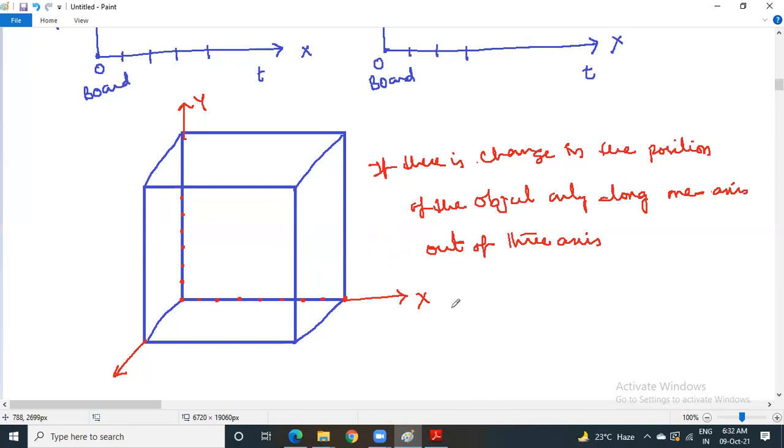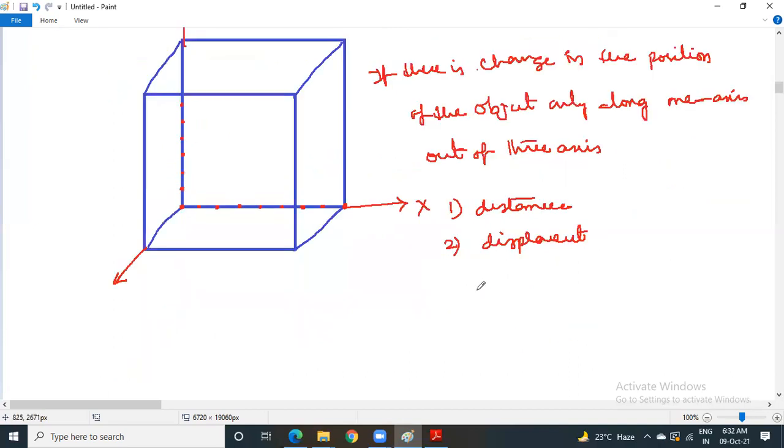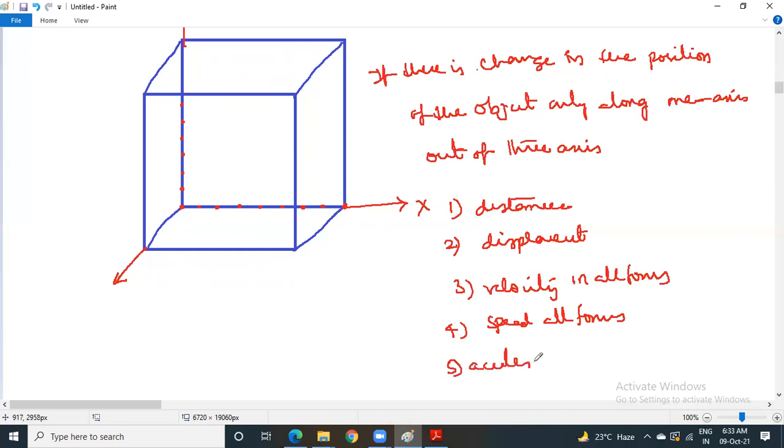The motion along a straight line is associated with a few fundamental definitions. First, we will go with the distance. Second, we'll go with the displacement. Next, we go with the velocity in all forms. And we'll go with the speed in all forms. And finally, we'll go with the acceleration. In tomorrow's class, we'll continue with the distance and displacement.